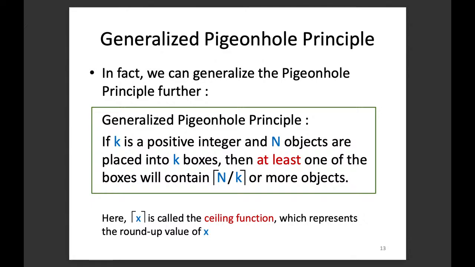We are looking at the smallest integer greater than or equal to x. So minus 1.1, if you take the ceiling of it, it is going to be minus 1. Now, once we know this notation, we can describe the generalized pigeonhole principle.